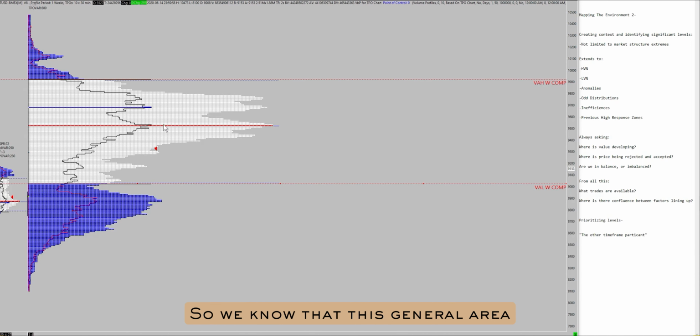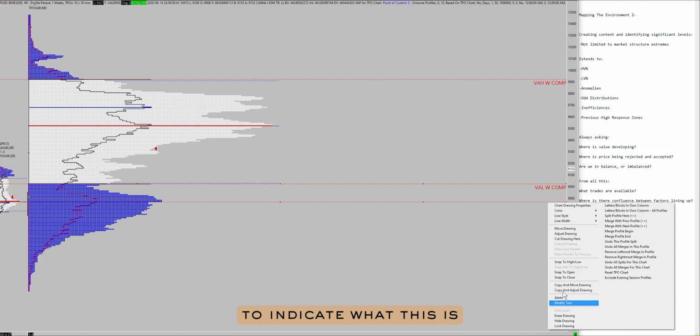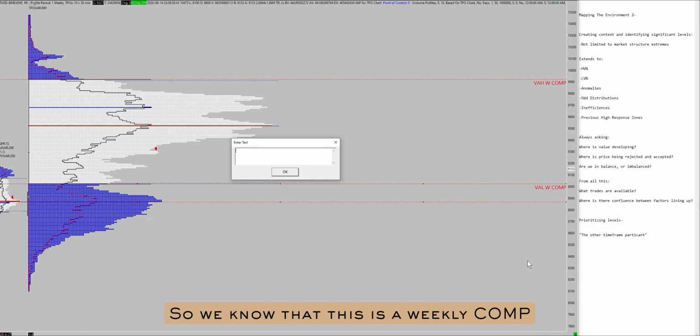So we know that this general area is an area of importance, but right now we're going to just keep an eye on where our value area high and value area low are, because that's where things drastically change for the profile. We know that below that is a high volume node, so it's important to understand that that area as well has a ton of activity. So again, these are zones, and you can use boxes, you can use lines. So we're just going to indicate what this is, and this is again just a very top-down approach to how you're going to map your environment. So we know that this is a weekly comp high volume node.